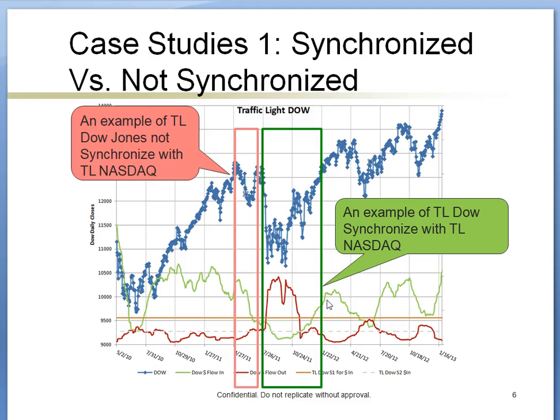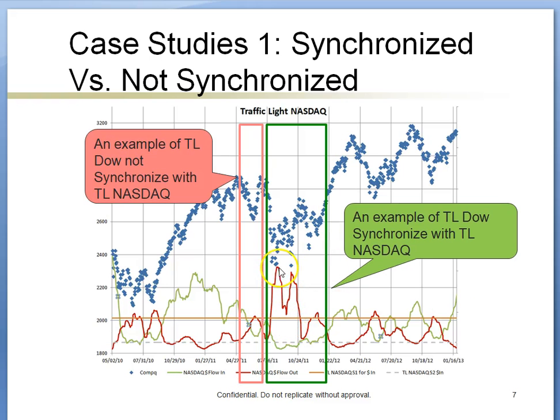If the same feature is reflected in traffic light Nasdaq, there will be 2 more synchronizations, and in total there will be 4 synchronizations. A strong bullish run should be expected with more synchronizations. For this particular example, traffic light Nasdaq is synchronized with traffic light Dow Jones. Let me flip to the next page to show you. As you can see, the red money flow out line tops above the solid orange line, and the money flow in line bottoms below the solid orange line.